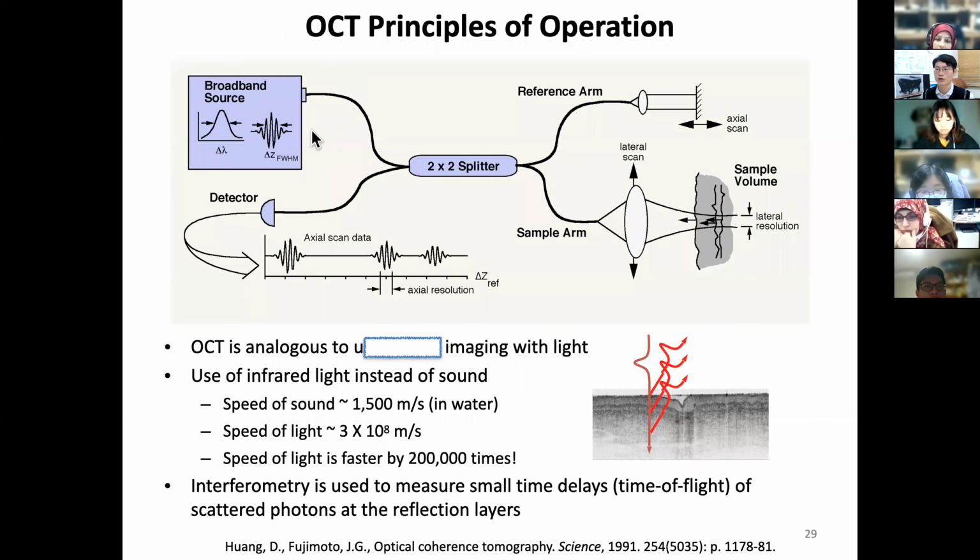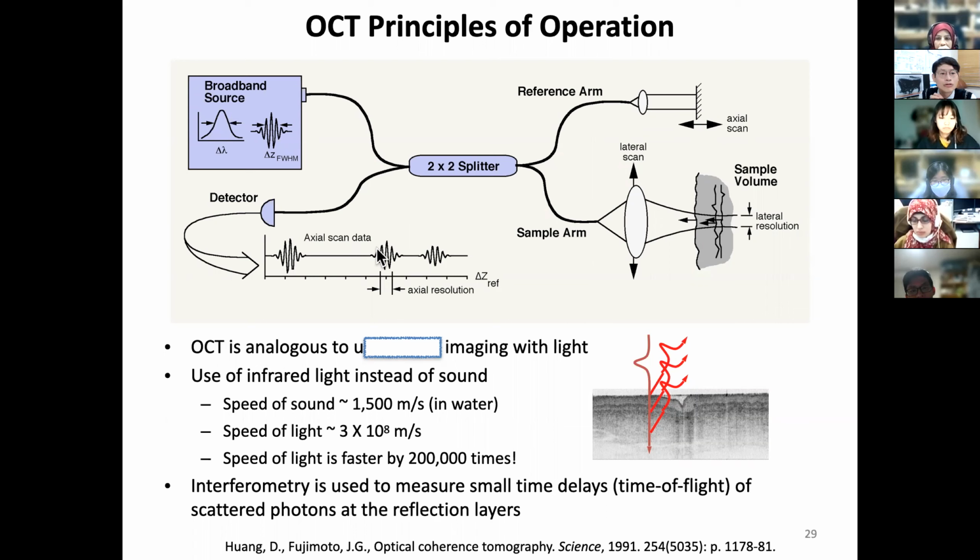This is how you actually implement it in fiber optics. You have a broadband source, which has not coherence but low coherence. With the broadband source, we have an optical fiber splitter, a reference arm with axial scan, and a sample arm. You only see one line, so you have to move up and down. We call that lateral scanning, to see at least a two-dimensional map. By moving the axial scan, your detector gives out this signal.